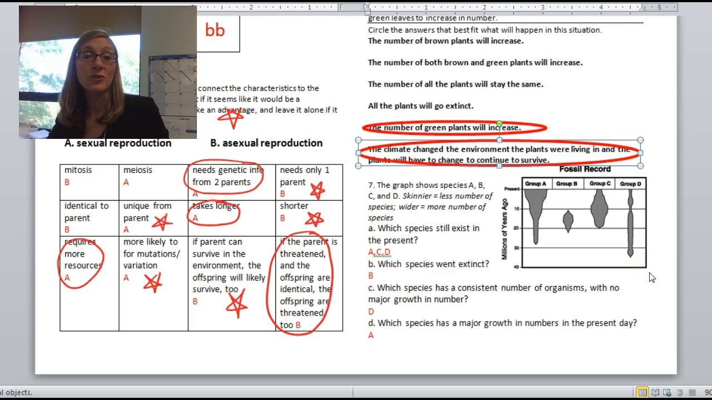And which one had a major growth in the present day? Group A, you can see kind of splits off there and it gets a lot wider, which indicates that there was a major growth in number of population.